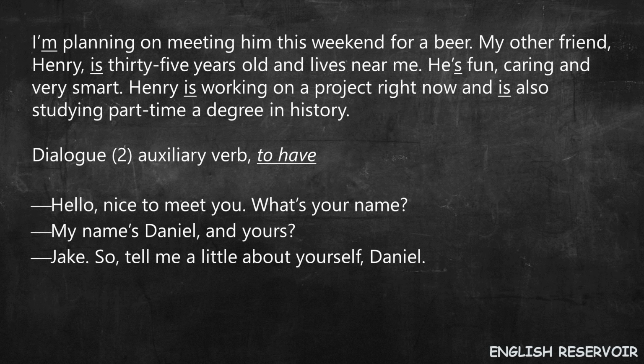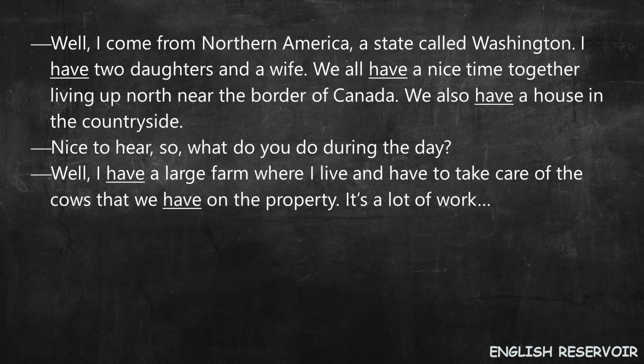Dialogue 2. Auxiliary verb to have. Hello. Nice to meet you. What's your name? My name's Daniel. And yours? Jake. So tell me a little bit about yourself, Daniel. Well, I come from North America, a state called Washington. I have 2 daughters and a wife. We all have a nice time together living up north near the border of Canada. We also have a house in the countryside.